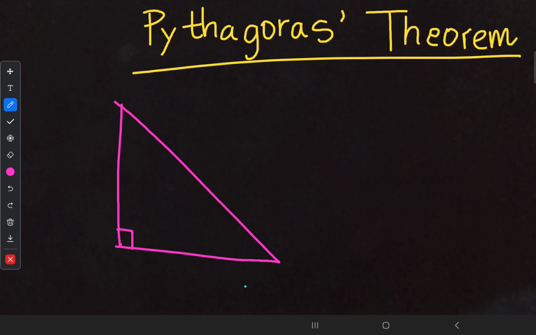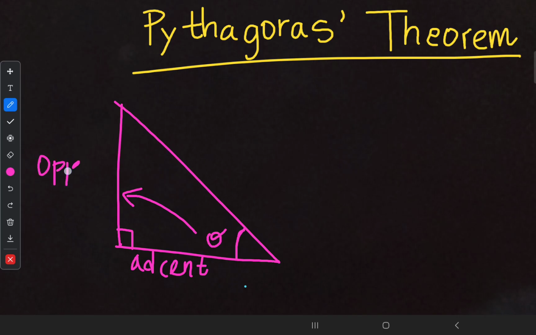This is a right angle triangle. In this, there are three sides. When we consider this angle, the side which is nearby this angle is called the adjacent side, and the side opposite to this respective angle is classified as the opposite side.